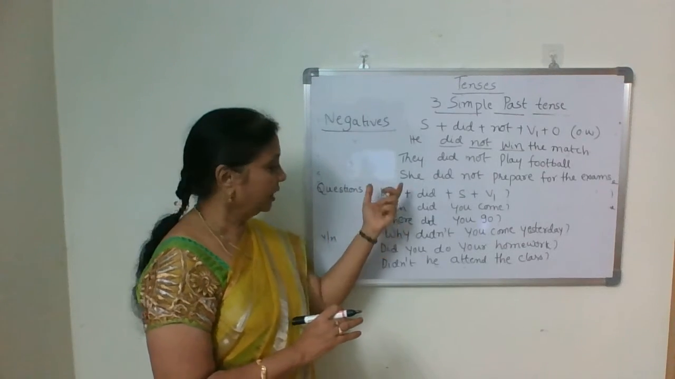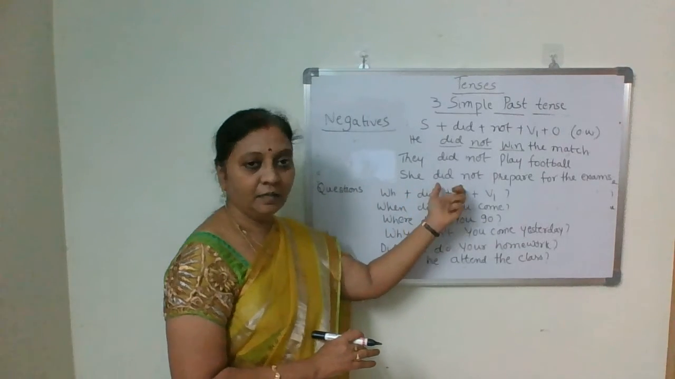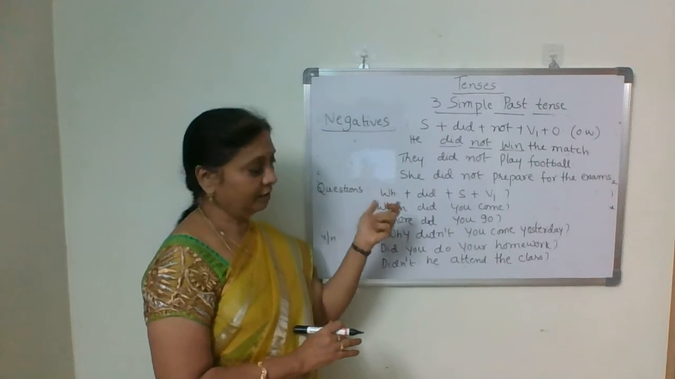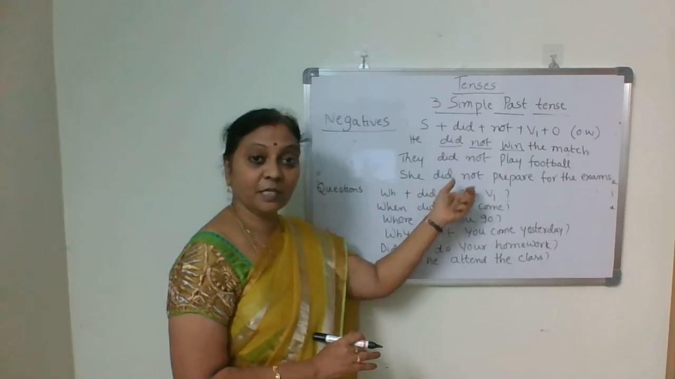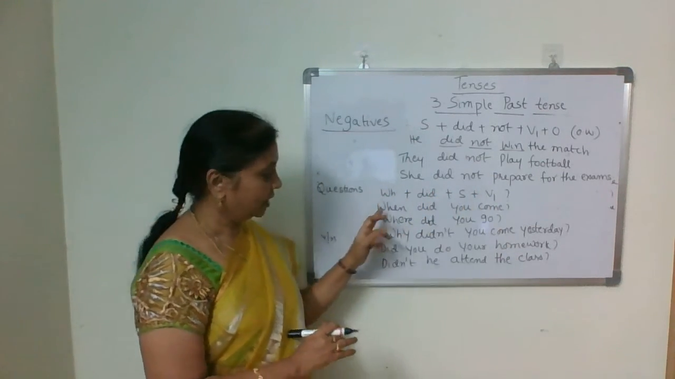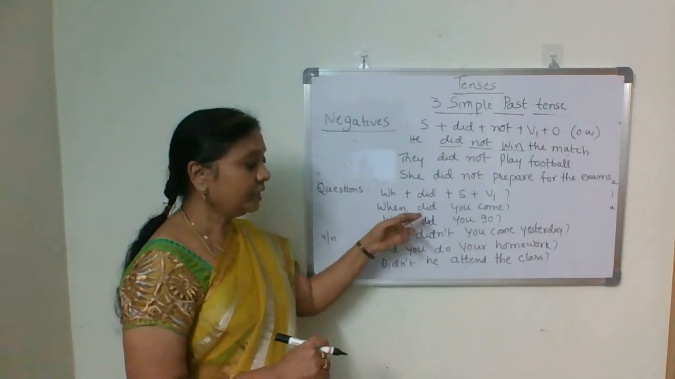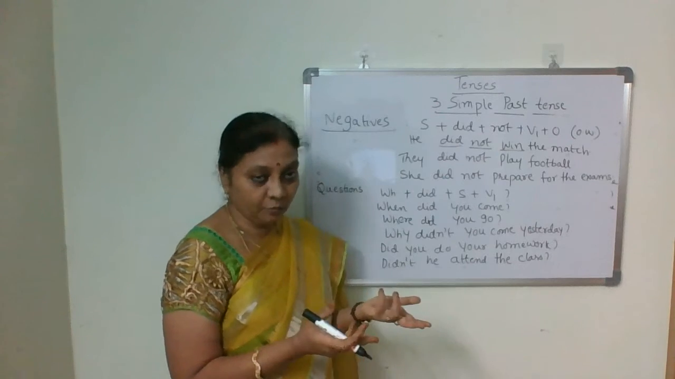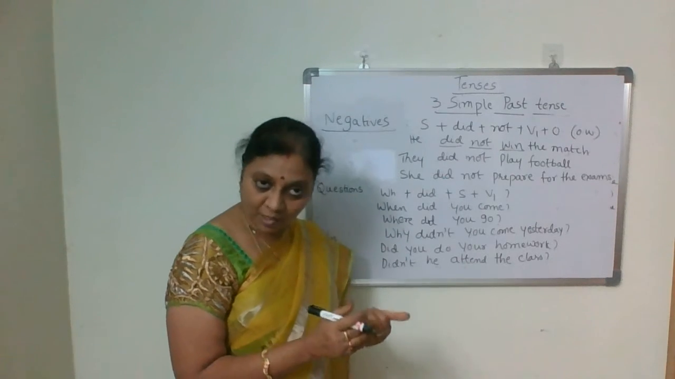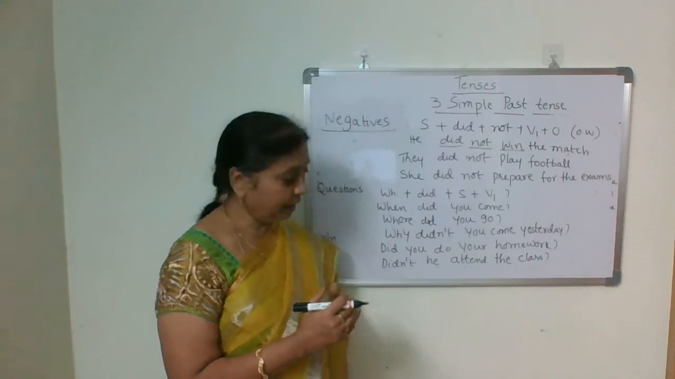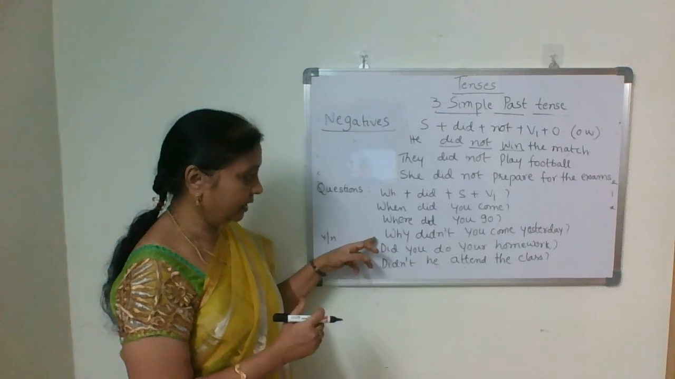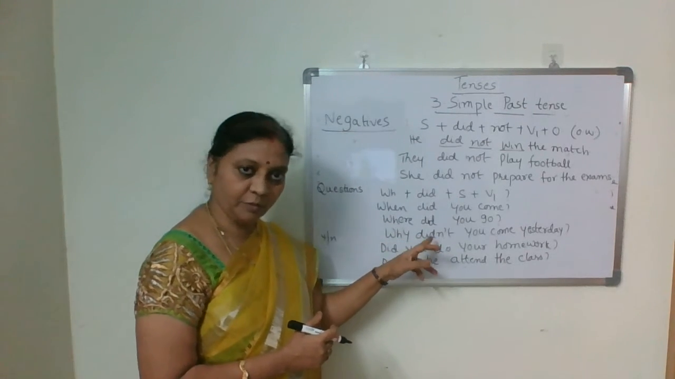Again, two types. WH questions: WH question word plus did plus subject plus V1, isn't it? When did you come? Where did you go? Why didn't you come yesterday? Like that, you can use the short forms of negatives.